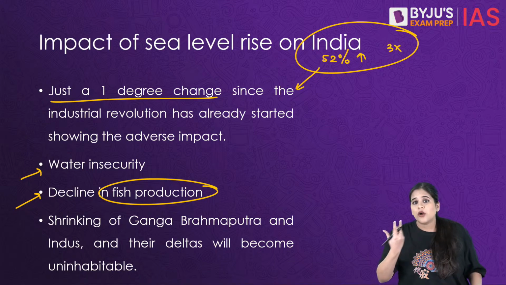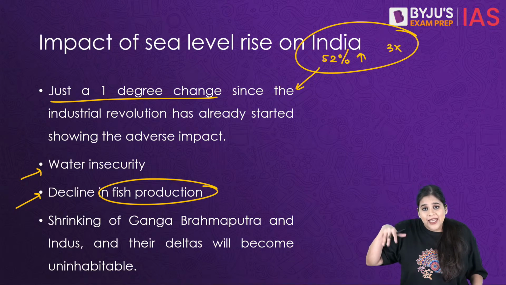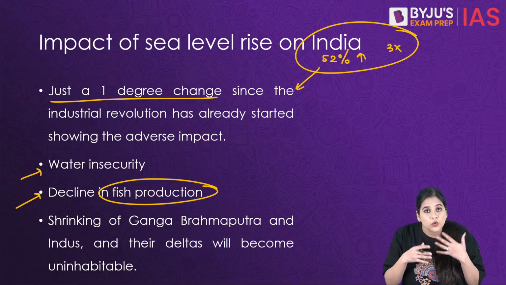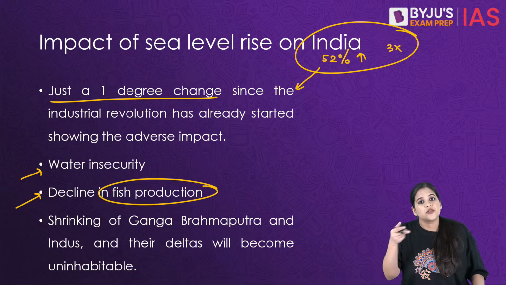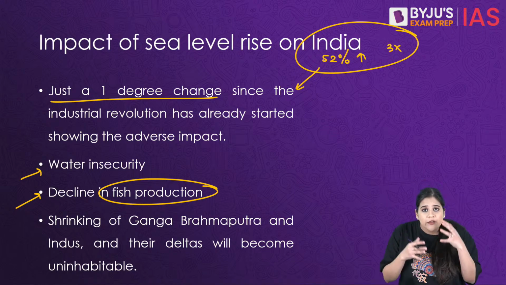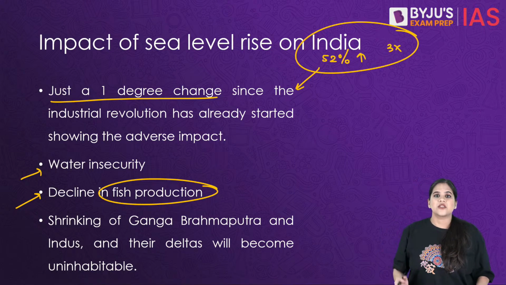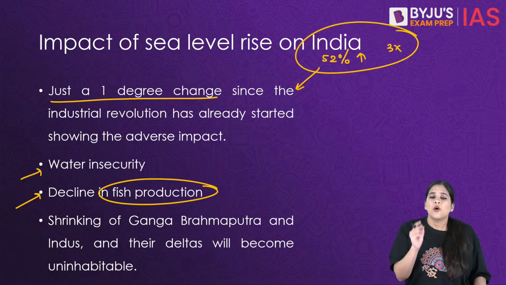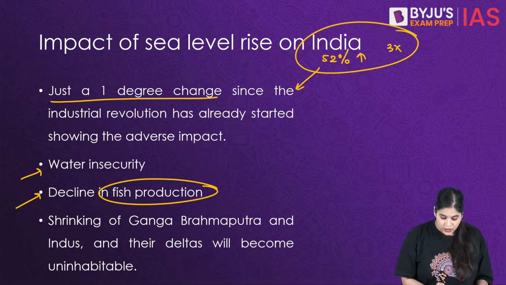Moreover, when sea water comes inland, the inland water, the inland lakes, the rivers, they will get more saline. So the freshwater species won't be able to live over there. So there will be a reduction in fish population as well. And many of the people depend upon fisheries for their survival.